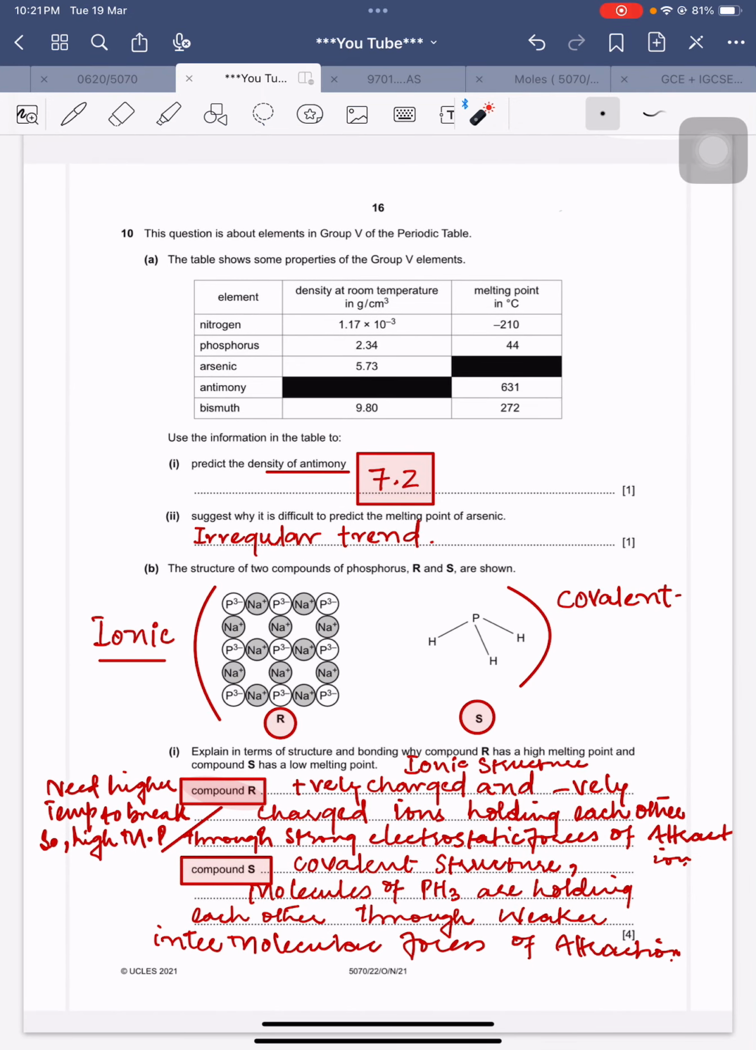This question is about group number 5 of the periodic table. These are the elements of group 5. This is density, and these are the melting points. Then they are saying predict the density of antimony. Guys, I'm writing the symbols.